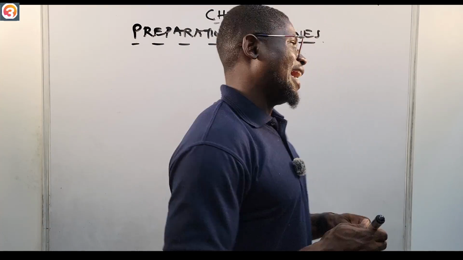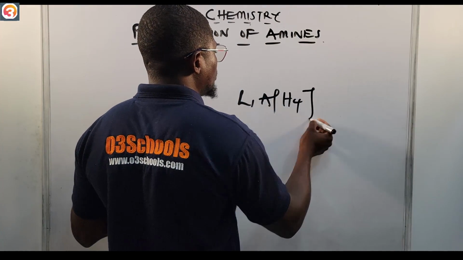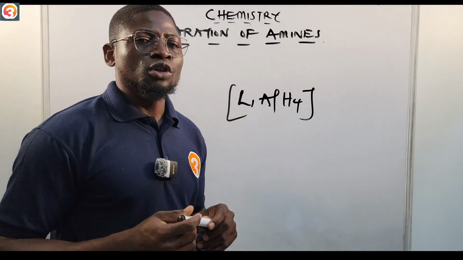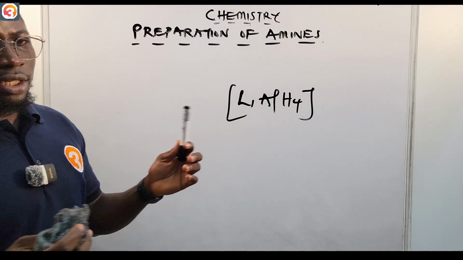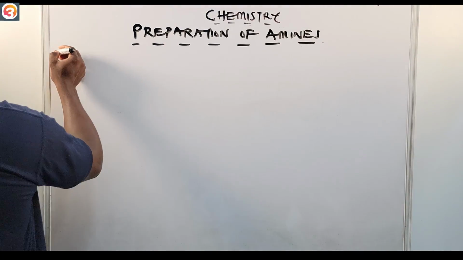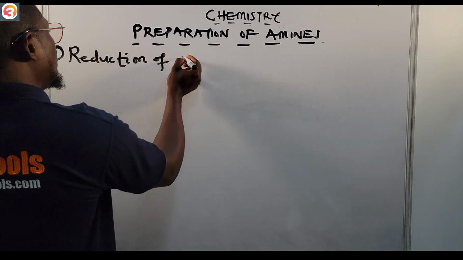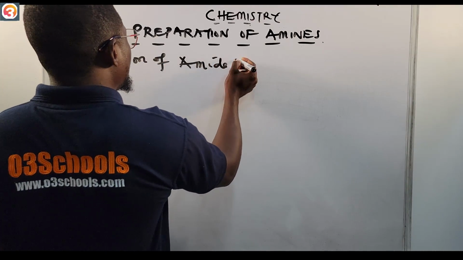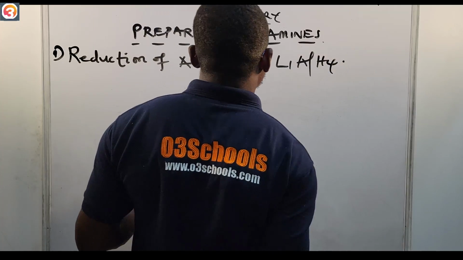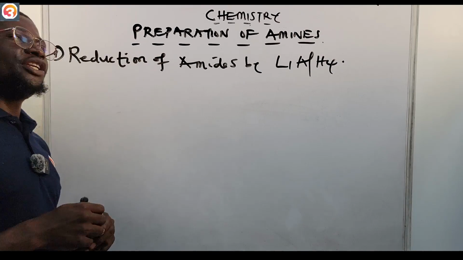Okay, the one we call LiAlH4. This is lithium aluminium hydride. It can reduce an amide to an amine. So let us quickly see that. Number one, reduction of amides by LiAlH4, lithium aluminium hydride.